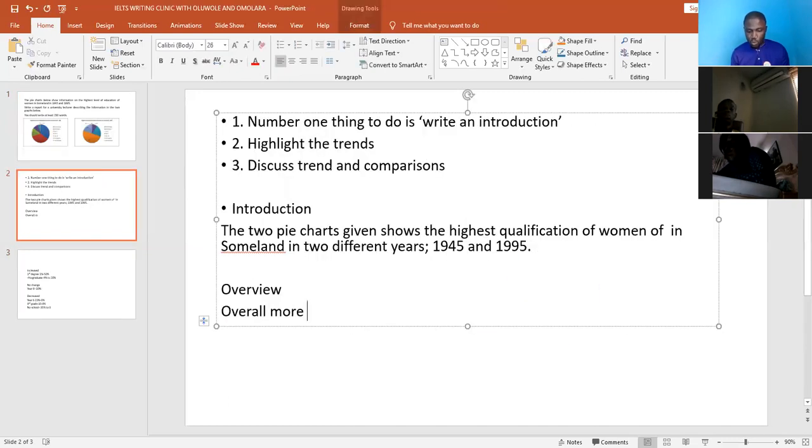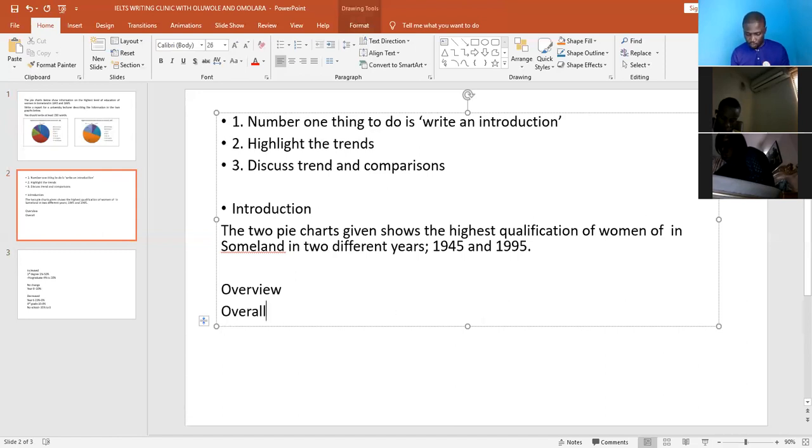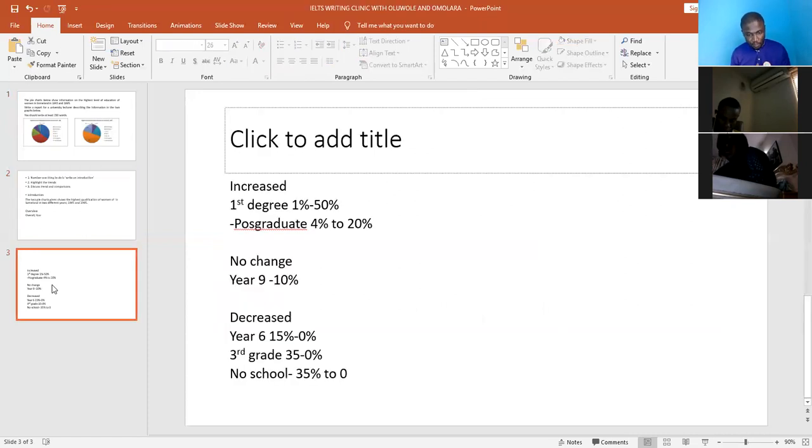Overall, more women were educated in 1995 as against... or maybe you said literacy level increased over the 50 years between 1945 and 1995, let me just put it like that. Overall, literacy, because if you notice it, many people went for higher education and there was a decrease in the number of people who were in the low grade education.